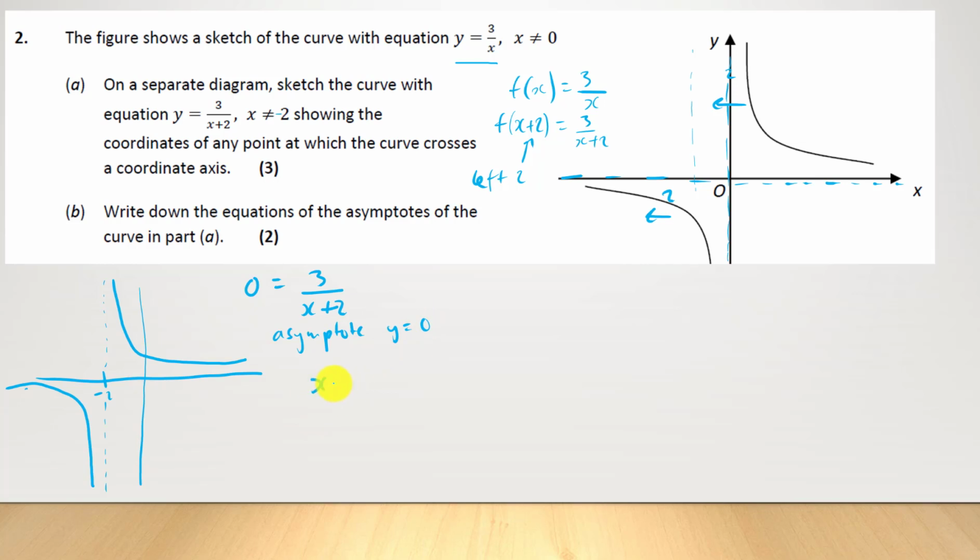But when x equals 0, y is going to equal 3 over 2. So this coordinate here is (0, 3/2). Or mark here 3 over 2. And that will get you your 3 out of 3 marks. Write down the equations of the asymptotes of the curve in part A. Well, I just told you that by working it out. So asymptotes are x equals minus 2 and y equals 0. Wonderful. You must understand reciprocal graphs and transforming them because these seem to be the most frequent ones that appear in my recent memory.